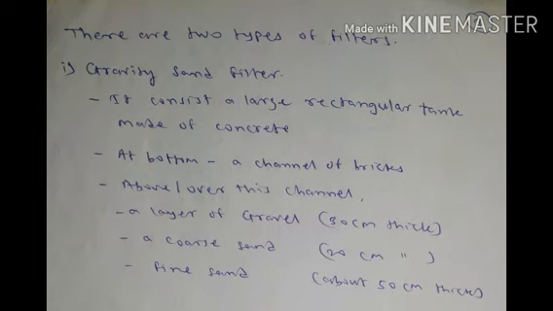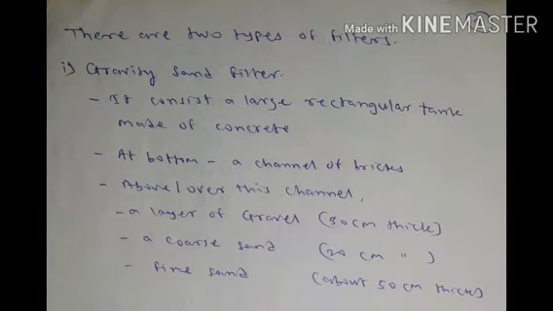In the case of the gravity sand filter, it consists of a large rectangular tank. There are channels of bricks through which the filtered water goes out. Over these channels, there is a layer of fine gravel about 30 centimeters thick, and above that coarse sand about 20 centimeters thick, and above that a layer of fine sand about 50 centimeters thick, which is placed over it.